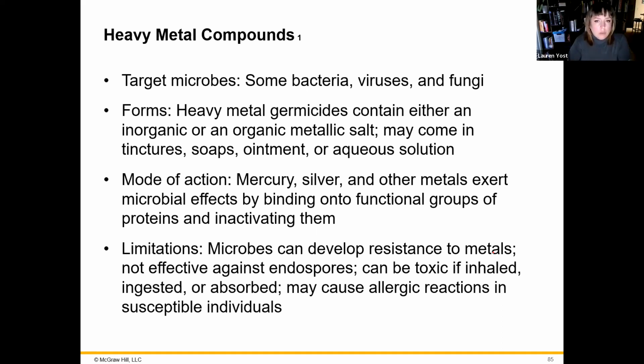With the metal compounds, we're going to talk about bacteria, viruses, and fungi. We have the heavy metal germicides that contain either an organic or inorganic metallic salt. It just depends. Essentially combined with other molecules, right? So mercury, silver, and other metals will exert microbial effects by binding onto functional groups of proteins and inactivating them. We've talked a lot about the potential effect of metal ions on proteins. Some proteins need them in order to function, whereas others can actually be deactivated in the presence of them. And so that's what's going on here.